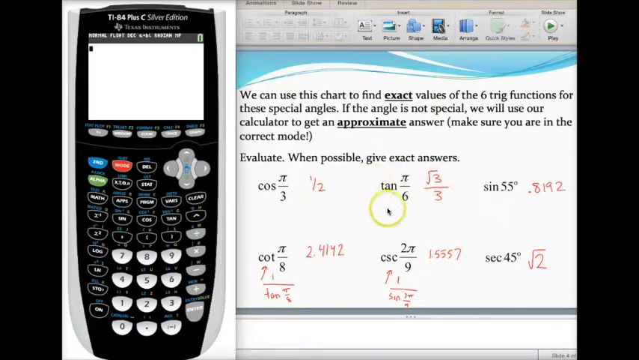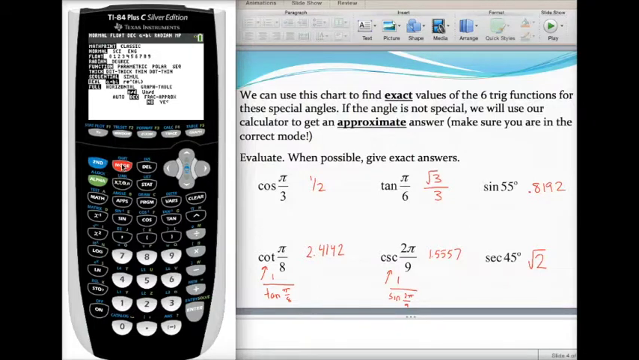So let's say we did not recognize this as a special angle and we tried to use our calculator for it. And then we'll go back and talk about these other three. So I'd want to make sure, first of all, I'm in the correct mode. I can see that this angle is measured in radians. There's no degree symbol on it. So make sure that you check that, because this time it does matter. So press mode, and I can see that I'm in radian mode. In a few minutes, I'll switch to degree mode.